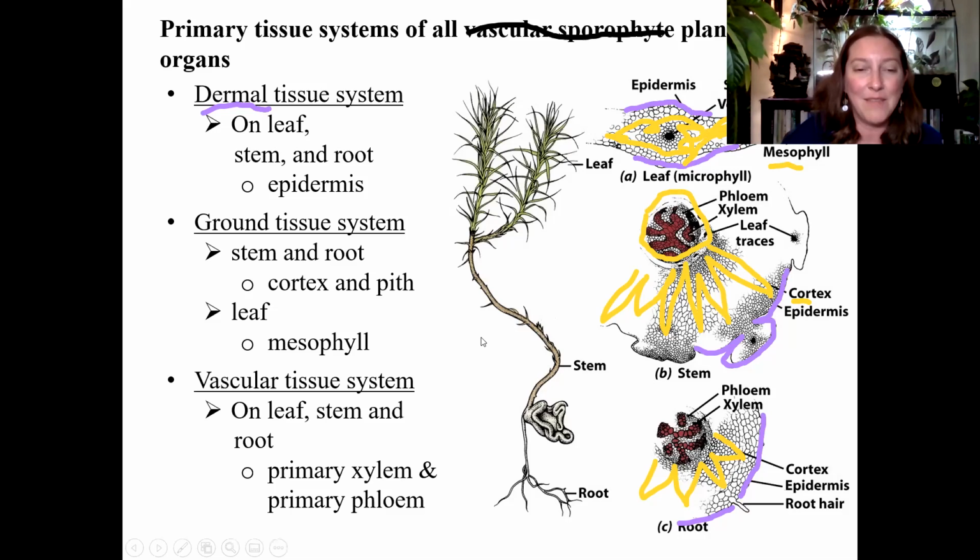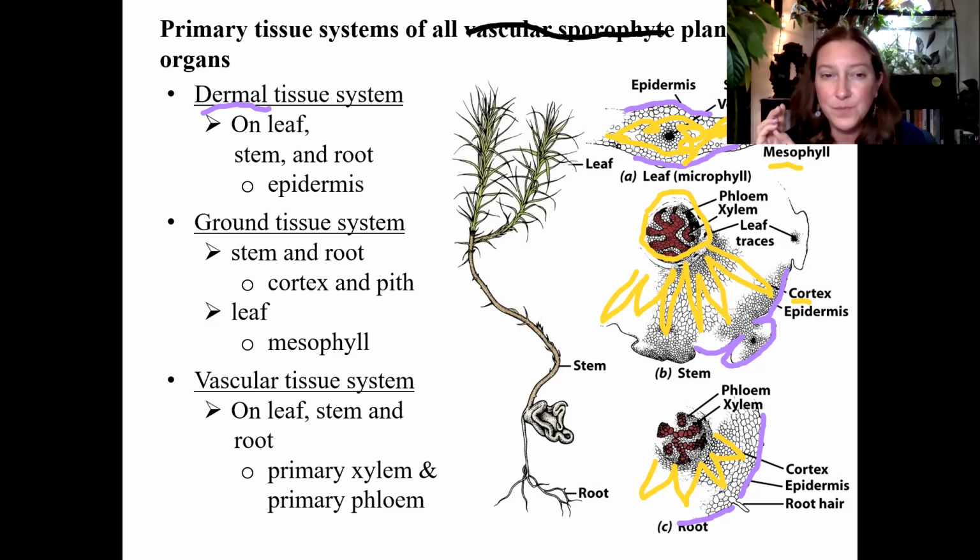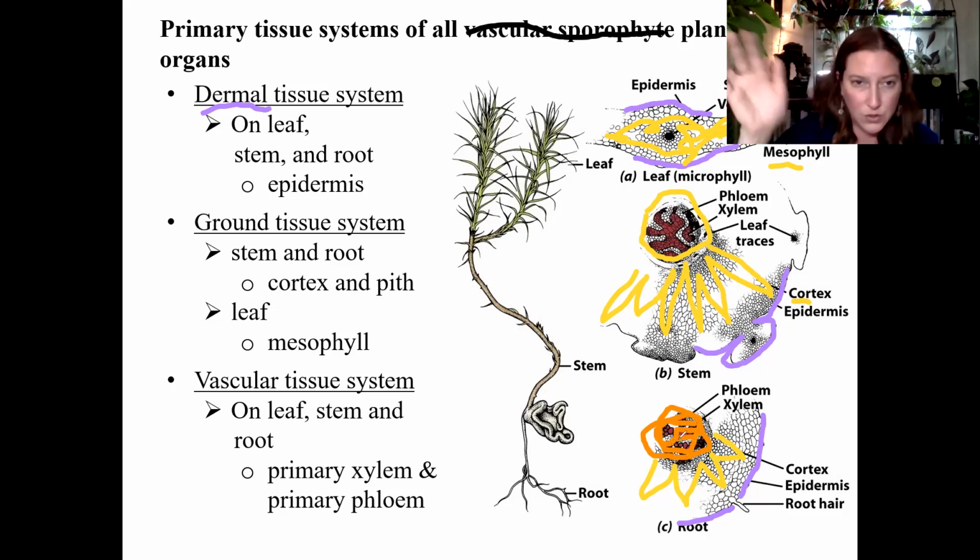And lastly, we have the vascular tissue system. No matter where you are in the plant, whether in the root, the stem, or the leaf, your vascular tissue system for primary tissues is going to be primary xylem and primary phloem, right? So I will use orange. In the root down here on the bottom, the xylem and phloem are located here. I'm not going to distinguish which one is which right now.